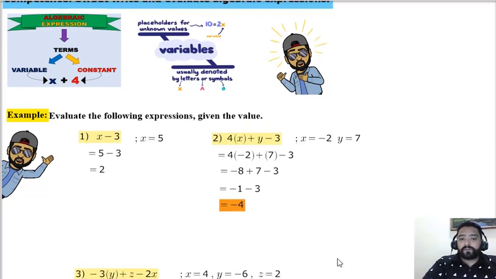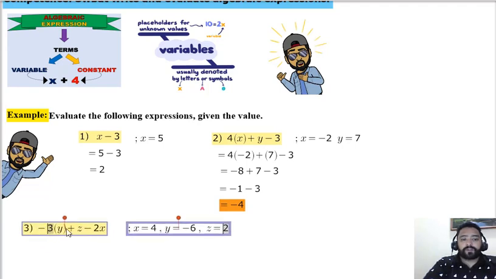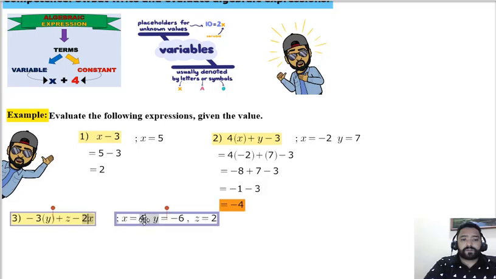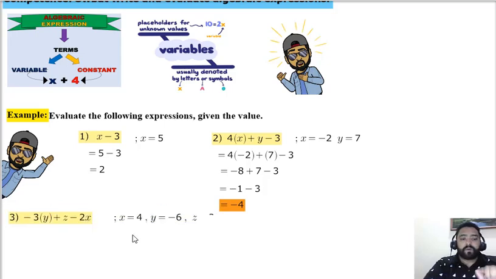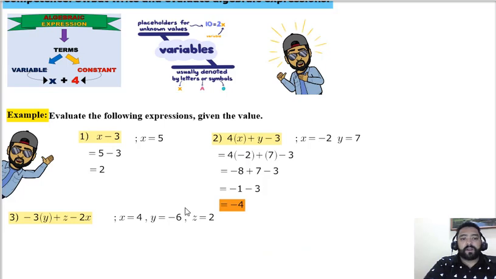Now, the last example is this one, and we are going to use three variables. We are going to use the variables x, y, and z. Remember, when you replace values, try to use the parentheses. This is the best way to do a good procedure. So the value for x is 4, the value for y is negative 6, and the value for z we are going to give the value of 2. So then we are going to replace.